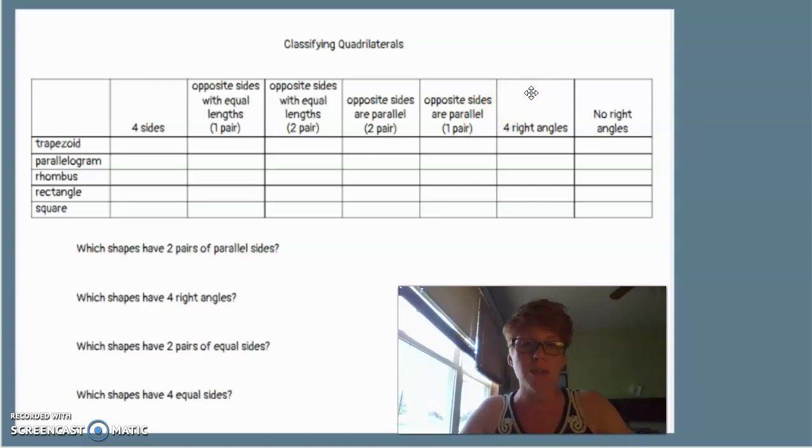So as we go through each attribute of the shapes, you'll be putting a little check mark. So let's say you find a shape that has 4 right angles, and whatever shape that is, you will just put a check mark. Okay? You don't need to write the name of the shape, just match it up. Put a check mark in it. And then at the end of this activity, you'll be answering the questions on this piece of paper.